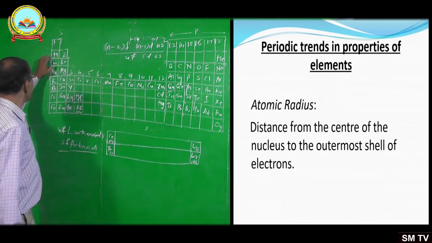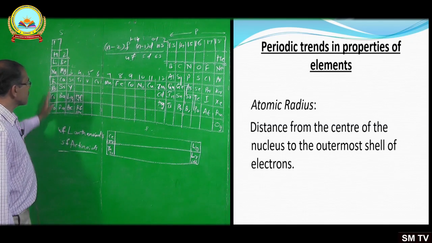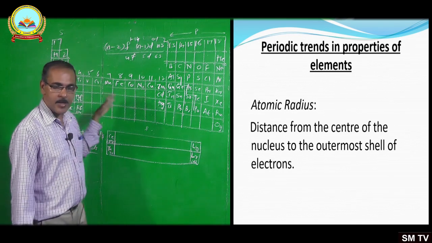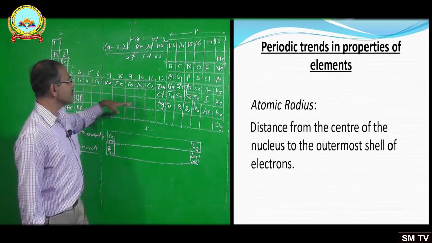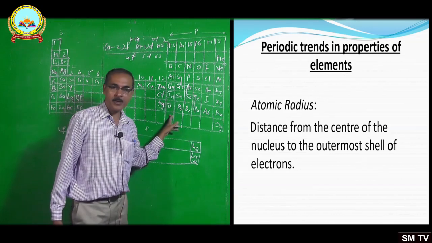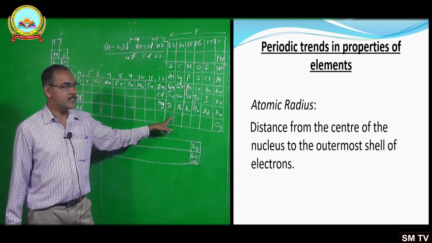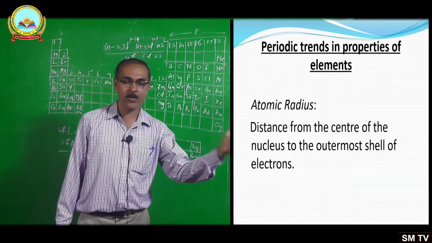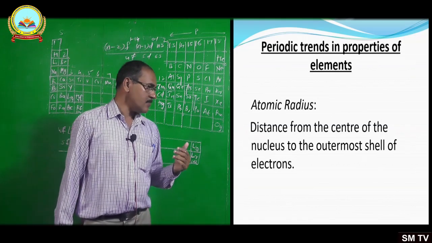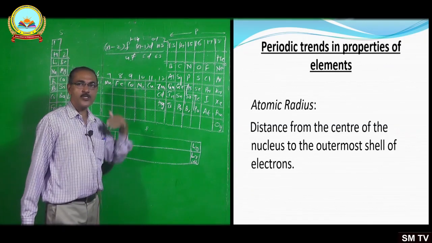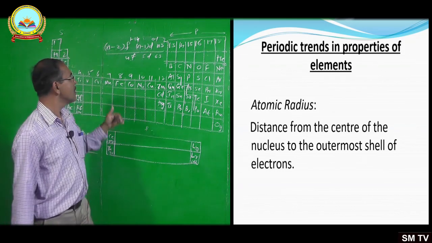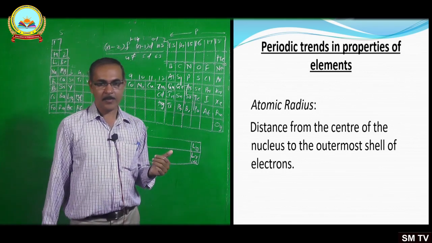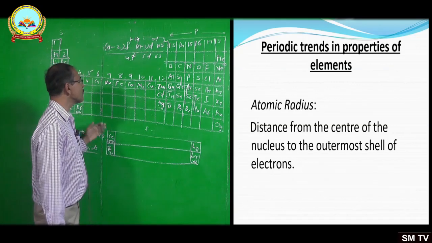Lithium, sodium, potassium have similar properties. Beryllium, magnesium, calcium, strontium, barium, radium have similar chemical properties. That is because of the valence shell electronic configuration. This type of repetition of the property is called periodicity. Let us study the periodic trends in properties of elements.